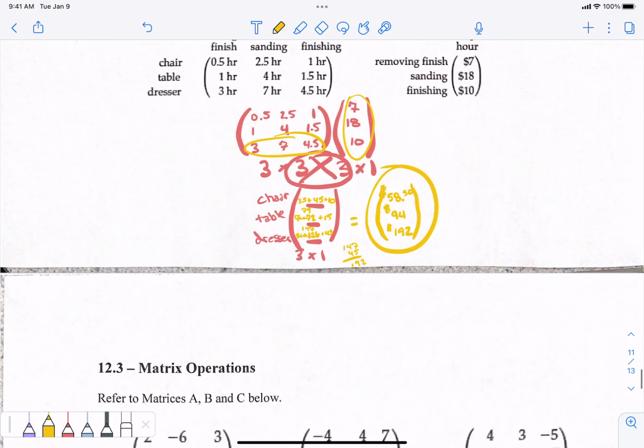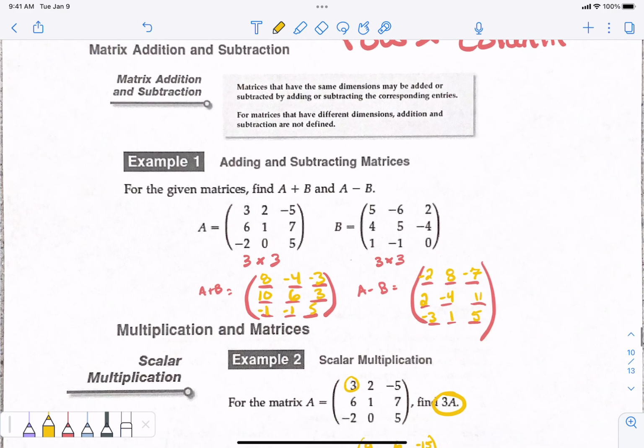Scroll up to example 1, like on here, right here, and just keep it there.